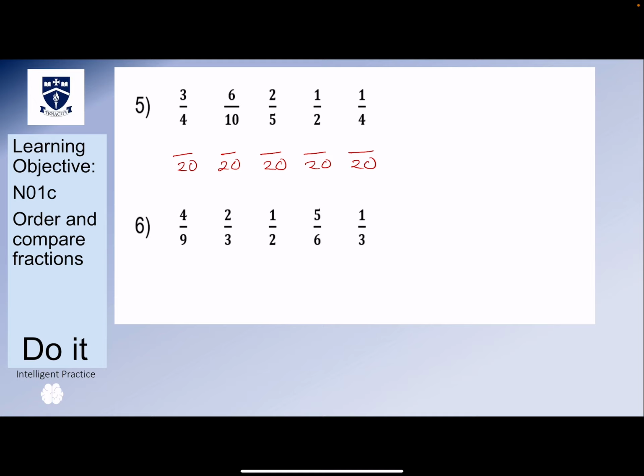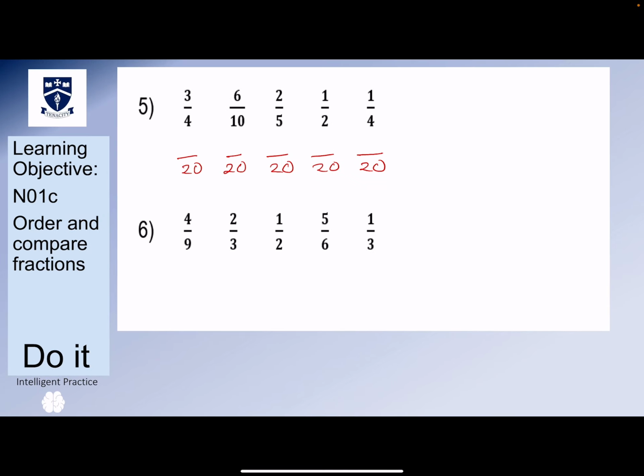I need 3/4 and it needs to be in 20ths. While 3/4 in 20ths, I am timesing 4 by 5 to get a 20. So I times the 3 by 5 and I end up with 15/20. I need to get from 10 to 20, so I'm timesing it by 2. So 6 times 2 will be 12. So the second fraction is 12/20ths.